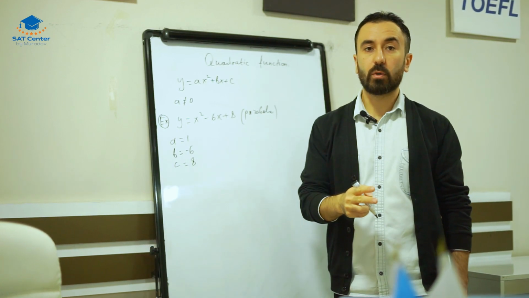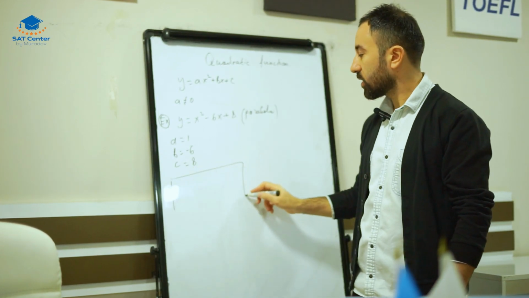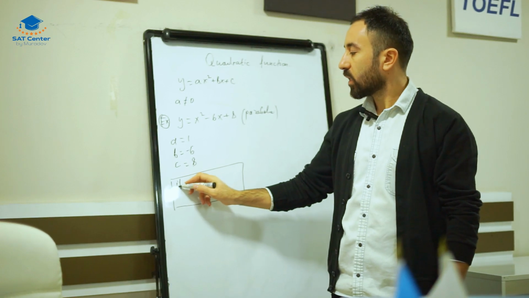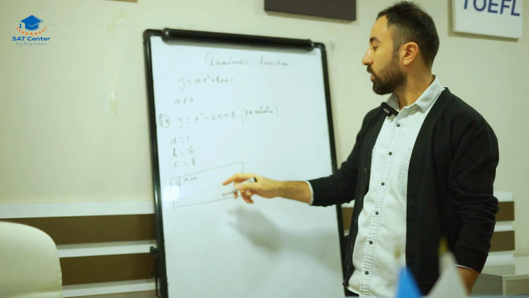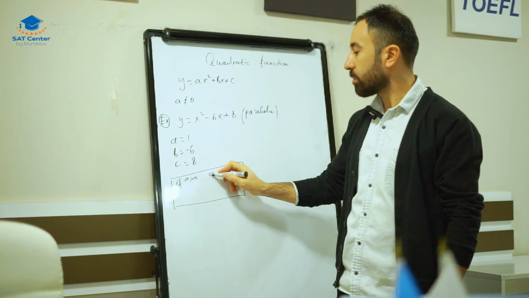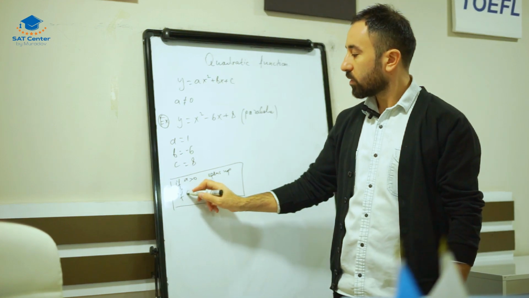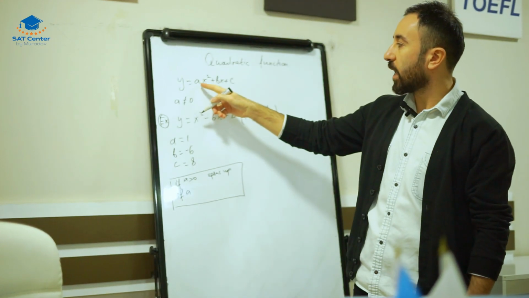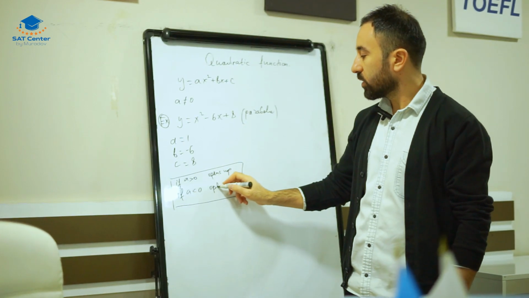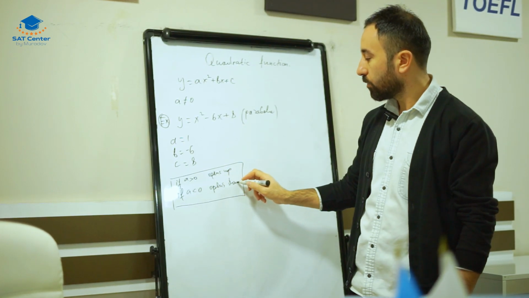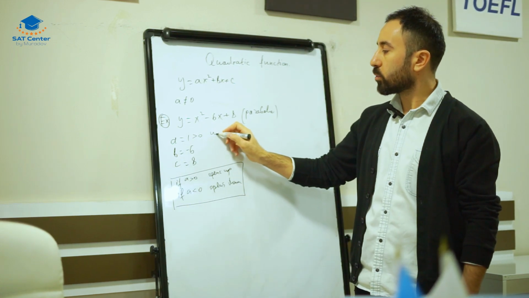There are two kinds of parabola. Opens up, opens down. Don't forget this important rule. If A is positive number, which is coefficient of x squared, in this case parabola opens up. If coefficient number of x squared A is less than 0, negative number, parabola opens down. In this example, A is 1, greater than 0, which is opens up.